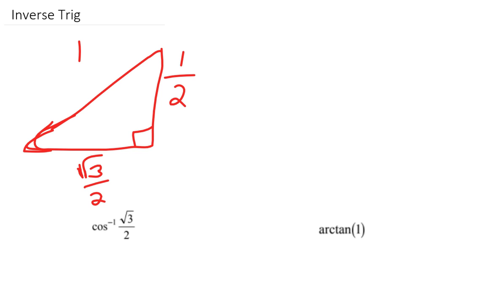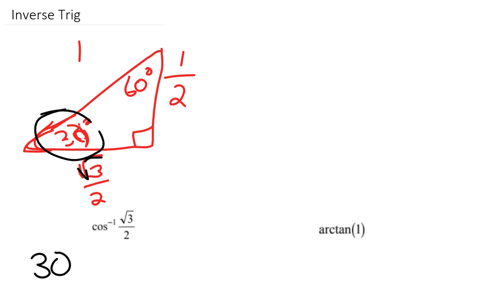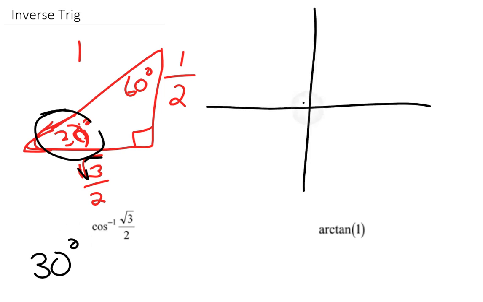I can fill this in now. I know across from my 1/2 is my 30 degrees, and across from my √3/2 is my 60 degrees. So I'm trying to find the angle that has a cosine of √3/2, the angle that has an adjacent side or an x side of √3/2. That is going to be a 30-degree angle. If I draw this out here, this is the 30-degree angle, with a positive √3/2 for my x.